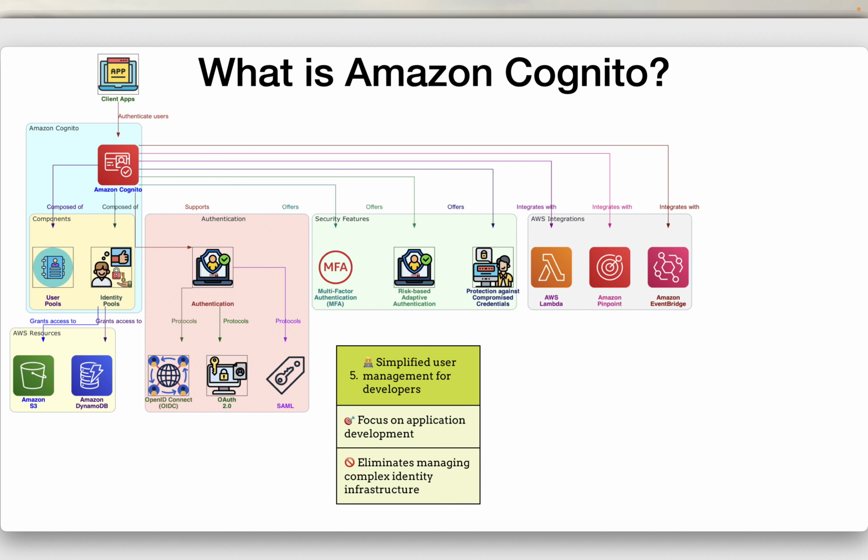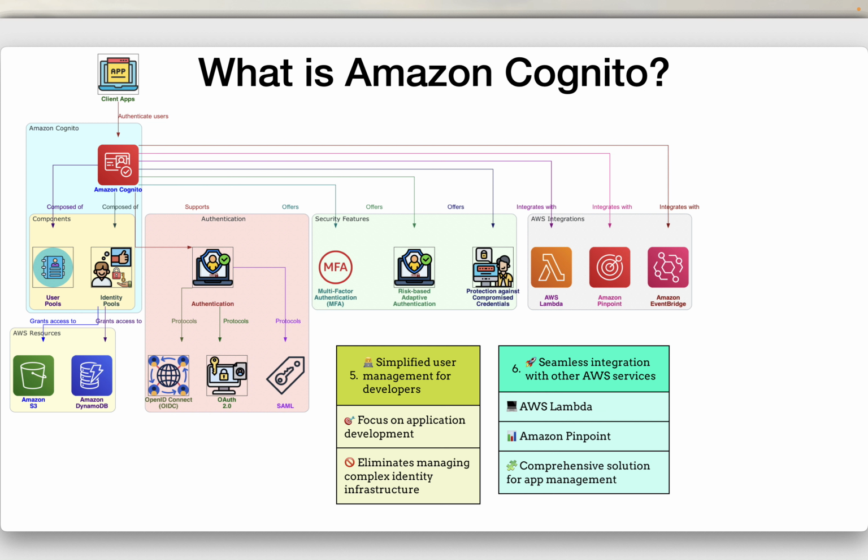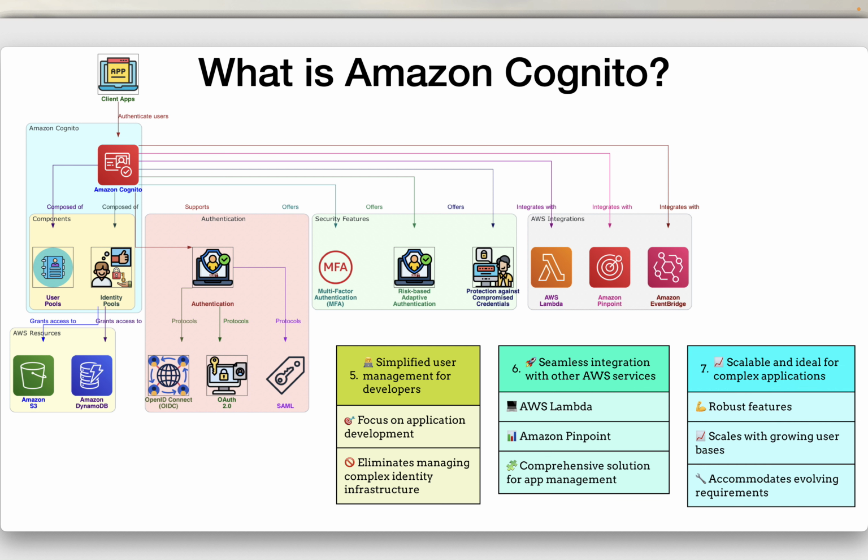Amazon Cognito simplifies user management tasks for developers, allowing them to focus on building applications rather than managing complex identity infrastructure. Cognito integrates seamlessly with other AWS services like Lambda and Pinpoint, providing a comprehensive solution for building and managing applications. With its robust set of features and scalability, Amazon Cognito is an ideal choice for building and managing complex applications in the cloud, accommodating growing user bases and evolving requirements.